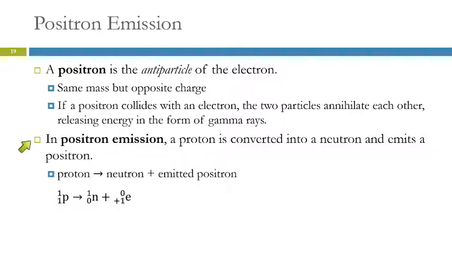So when we have positron emission, we have a proton being converted into a neutron and a positron. If that sounds a little familiar, that's because we were talking about a neutron being turned into a proton and an electron. A proton can be turned into a neutron and a positron. And so we can write an equation for that as well. The symbol for the positron is like the electron, but with a +1 instead of a -1.